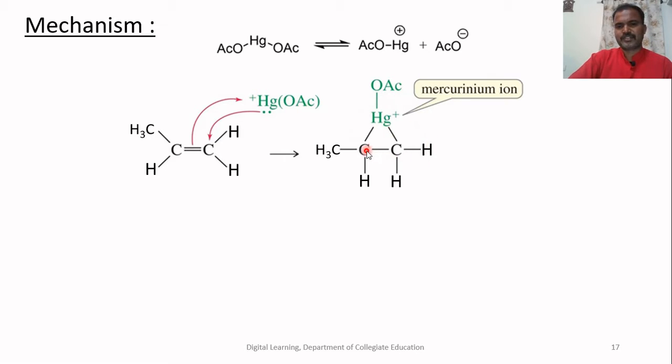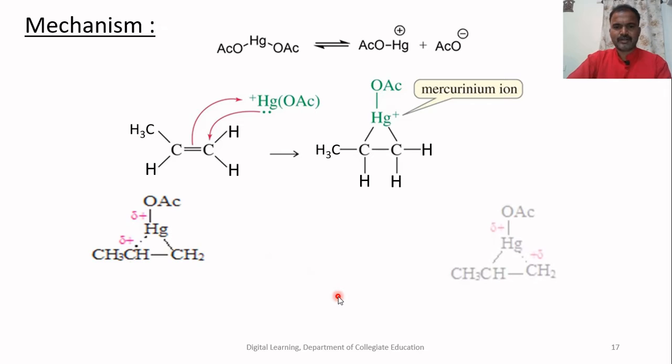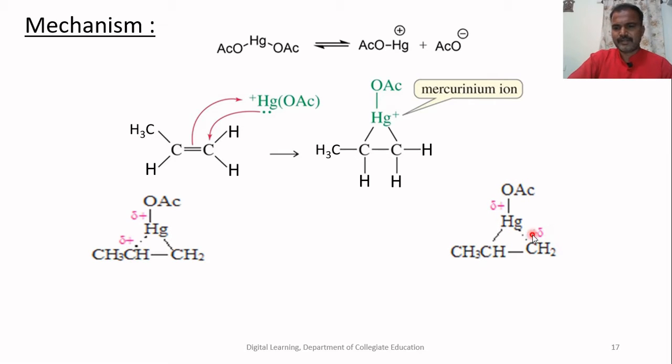It is a resonance stabilized 3-membered ring which is called the mercuranium ion. In the resonance hybrid of the mercuranium ion, both the mercury and the carbon are going to have a partial positive charge. It is either like this or like this. See here, the mercury and this carbon have a partial positive charge.